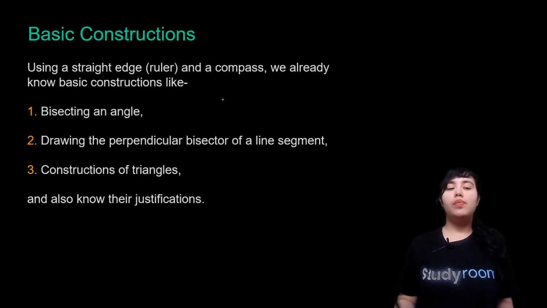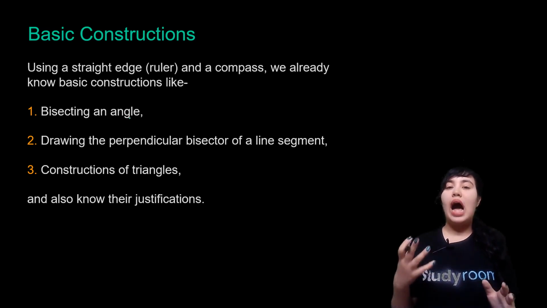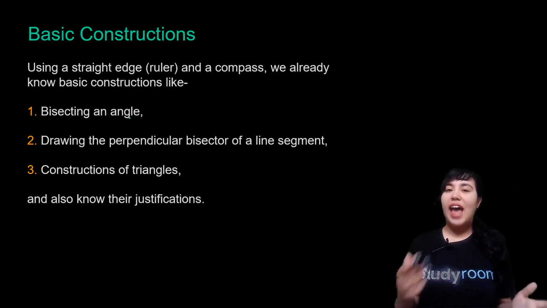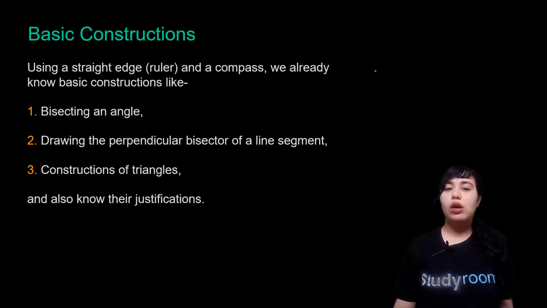So you already know how to go about some of these constructions by making use of a ruler and a compass. Let's quickly revisit them. So, bisecting an angle. By now you must be knowing how to construct a side or construct an angle. Now we'll just discuss how to bisect it.